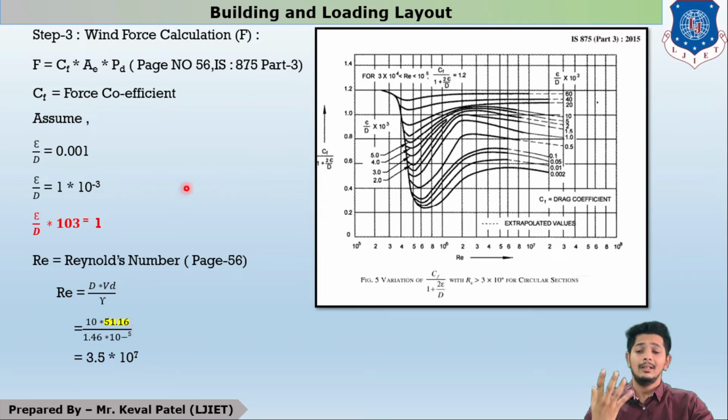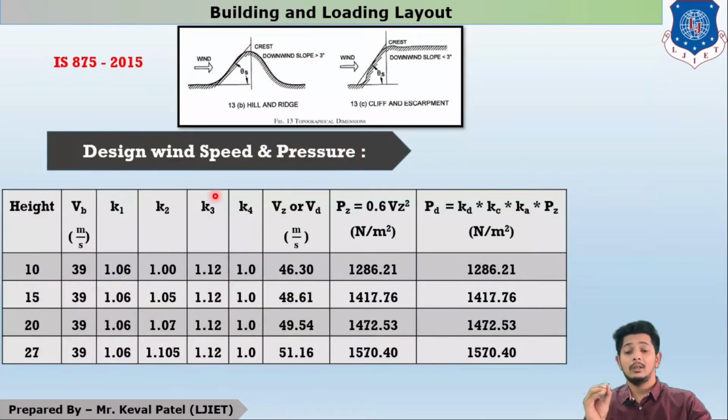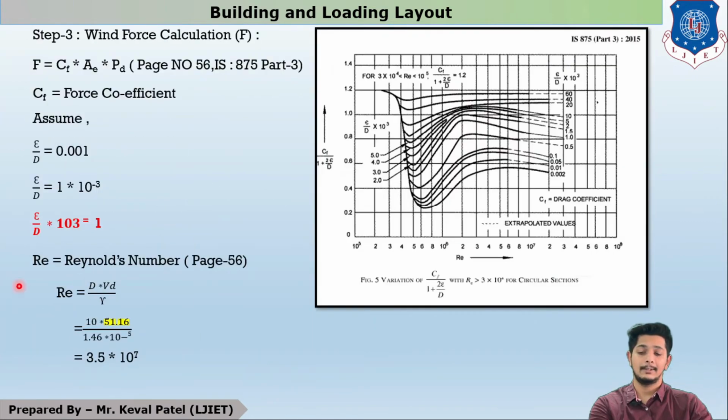Now, what to take D and VD? Here, D is to be taken as 10. The diameter is 10, and VD is coming from pressure at top. VD is design velocity at top, 51.16. Now, Reynolds number is 3.5 into 10 raised to 7. Now, I have RE, I have this line.